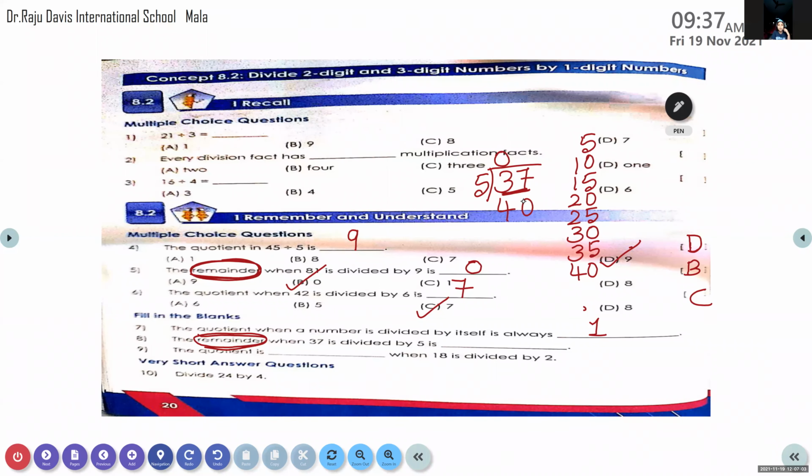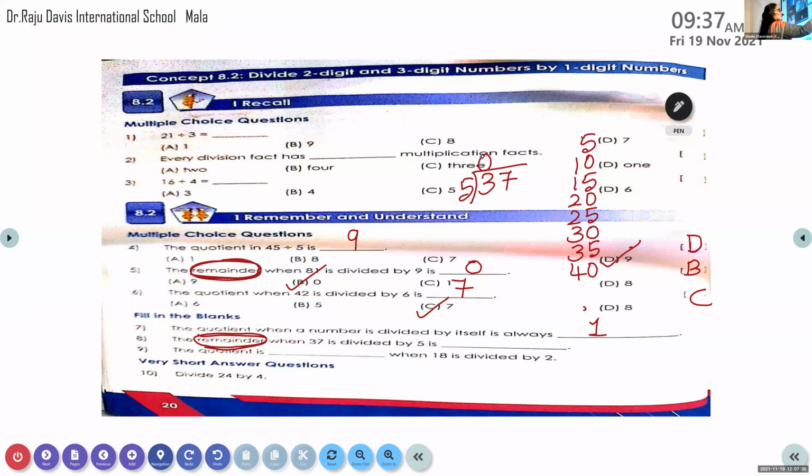Ma'am, 35. Okay. Unmute Esther. Why are we not taking 40? Ma'am, 40 is a bigger number. If we write it below 37, we will not be able to subtract. Good. So 37 divided by 5.